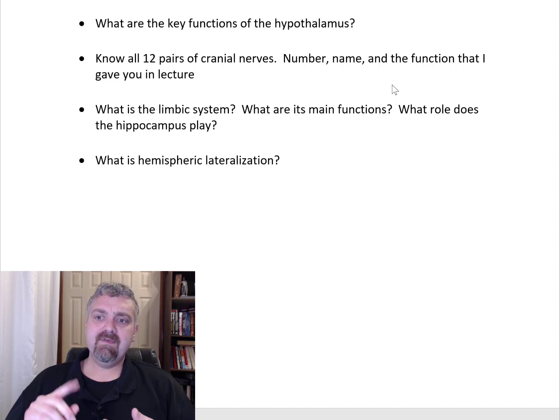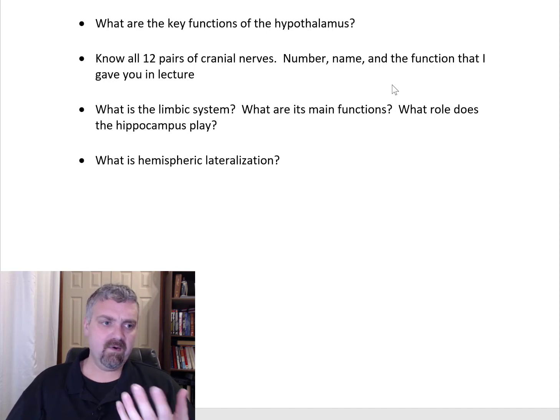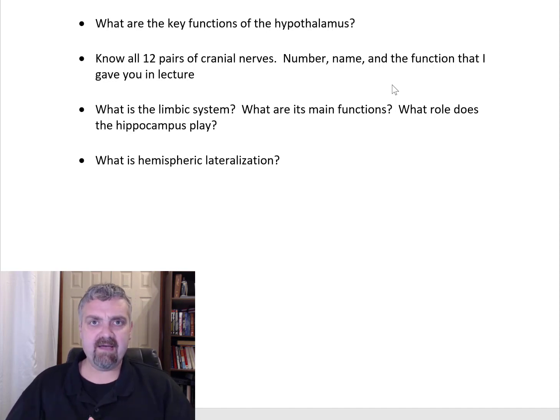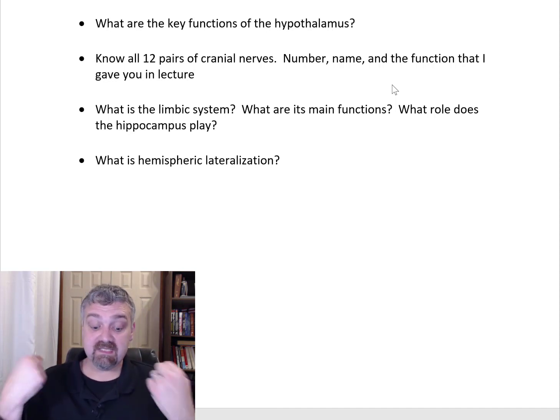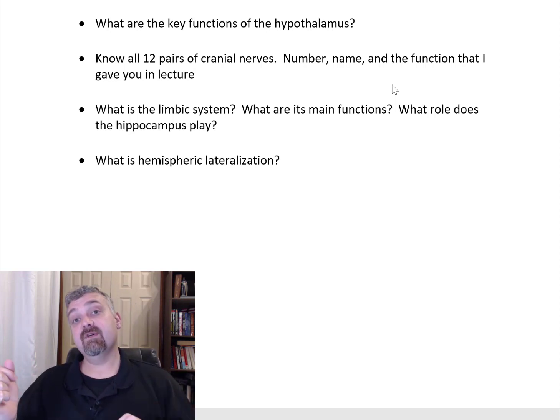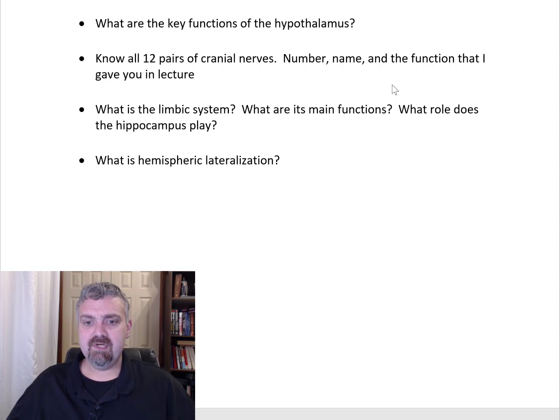10, vagus nerve, sensory and motor control to the organs of the thoracic and abdominal pelvic cavity, almost all of them. 11, the accessory nerve that helps control the sternocleidomastoid and trapezius muscles. And the hypoglossal nerve controls the tongue. So, all right, that's obviously a huge part.